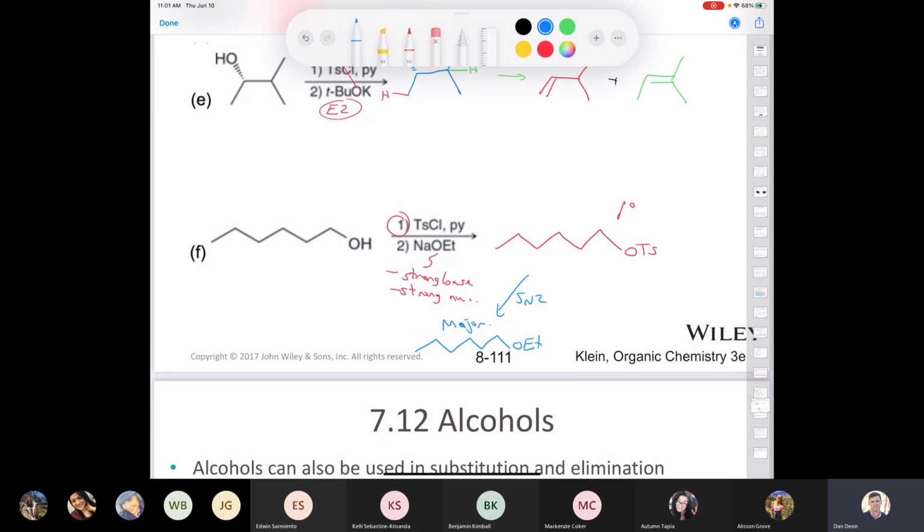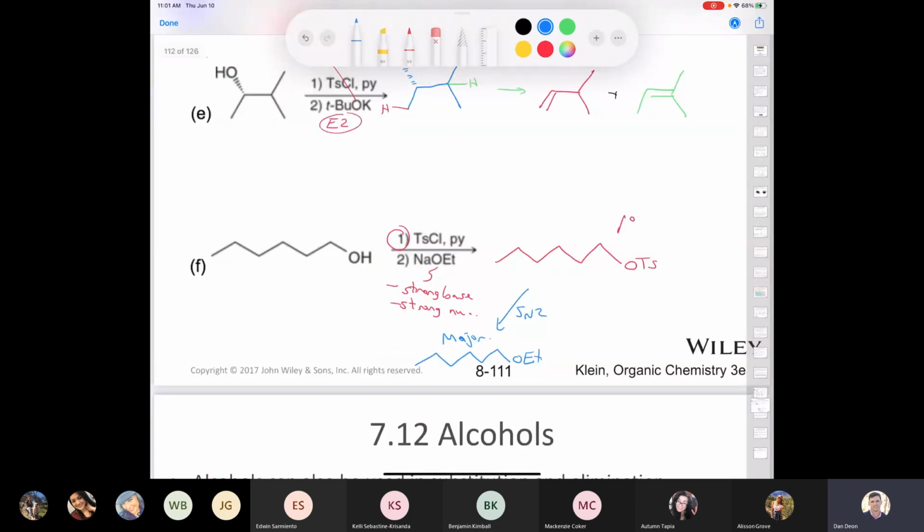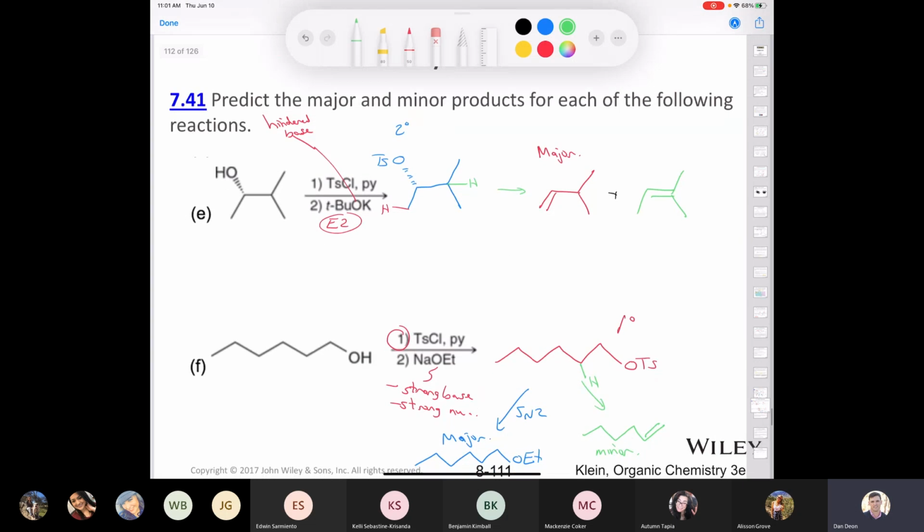Major. And then your minor product, I don't have a lot of room here, but that would be the E2 product. And there's only one possible E2 product, which would result from the abstraction of this proton. So you end up with this, and that's your minor product. And that's it, my friends. That's how you do it.